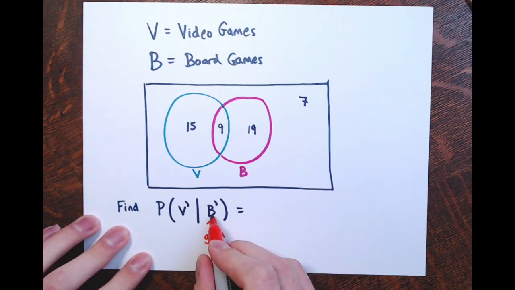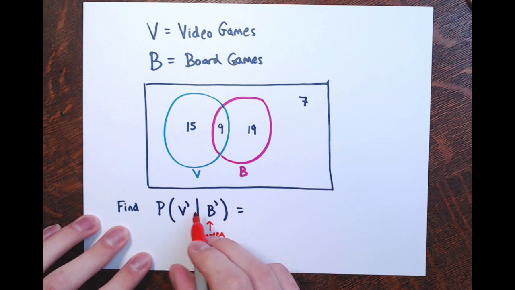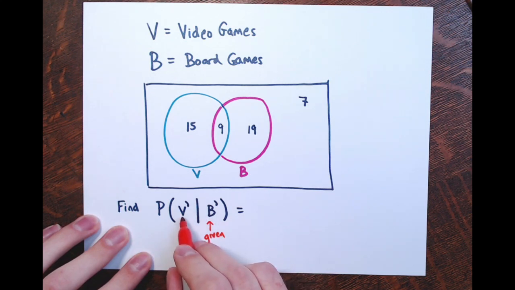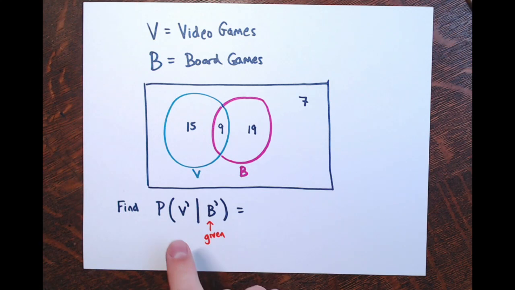Remember, given that, now this is B prime or B bar, this is not B. They said given that a student does not play board games, find the probability that that person also does not play video games. So that's again V prime or not V. You can put a bar over that. Just not V, not B.